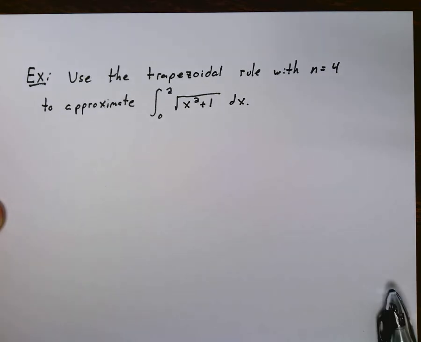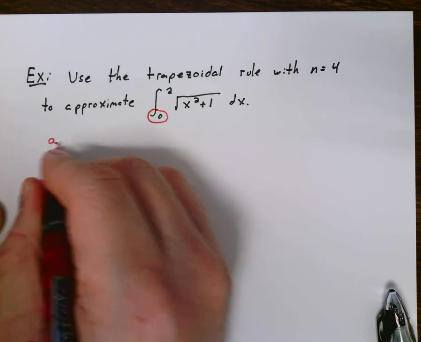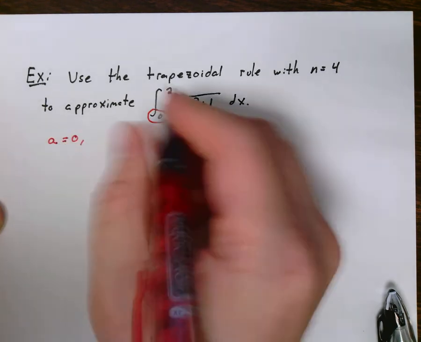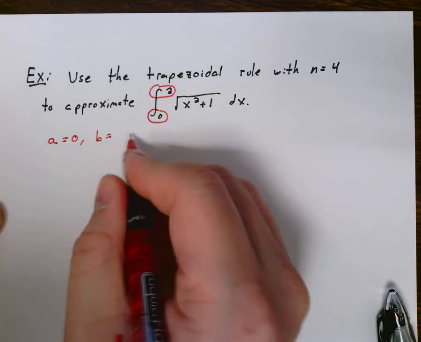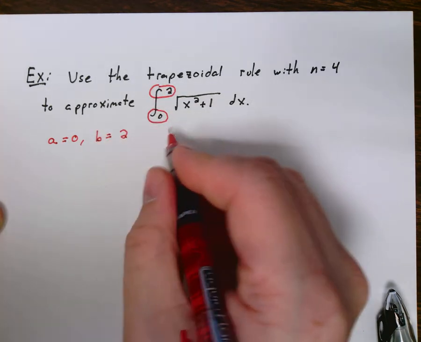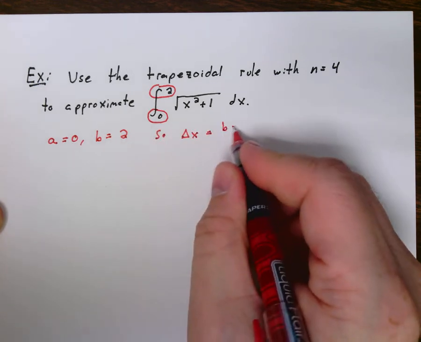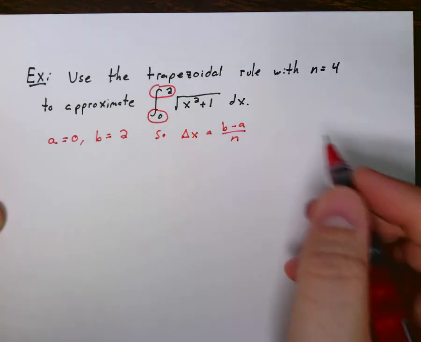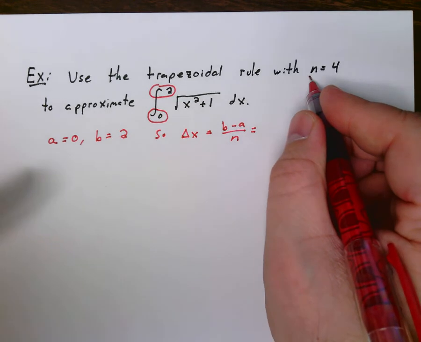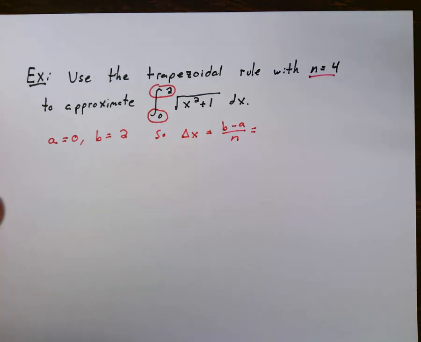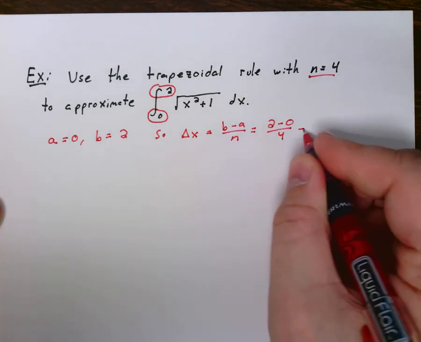Okay, so the first thing we're going to notice is that we start off at a equal to 0, and then we're going to end up with b equal to 2. So what that means is that our delta x, which is just b minus a divided by the number of trapezoids we're going to use, which is 4, is going to be 2 minus 0 divided by 4, which is equal to 1/2.